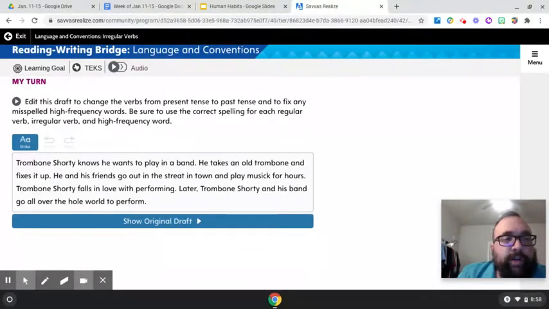Trombone Shorty knows he wants to play in a band. He takes an old trombone and fixes it up. He and his friends go out in the street in town and play music for hours. Trombone Shorty falls in love with performing. Later, Trombone Shorty and his friends go all over the whole world to perform.